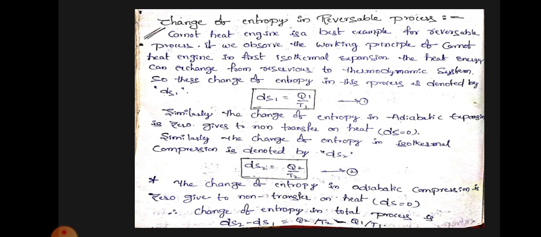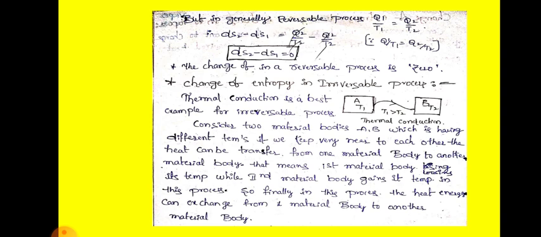Therefore the change of entropy in the total process, dS2 minus dS1, is equal to Q2 by T2 minus Q1 by T1. But in a reversible process Q1 by T1 is equal to Q2 by T2, that is dS2 minus dS1 is equal to Q2 by T2 minus Q2 by T2. Since Q1 by T1 is equal to Q2 by T2, the change of entropy in a reversible process is 0.